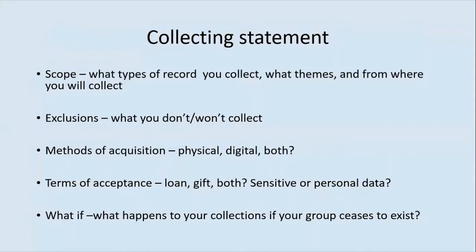A collecting statement includes the types of items you want to collect, for example, original documents, photocopies, books, objects, digital copies of documents, or digital photographs. It should also include the themes or topics you want to include, for example, agricultural practices, and the geographical area you want to collect from, for example, the local parish. You should also note any exclusions, what you do not wish to collect and why.